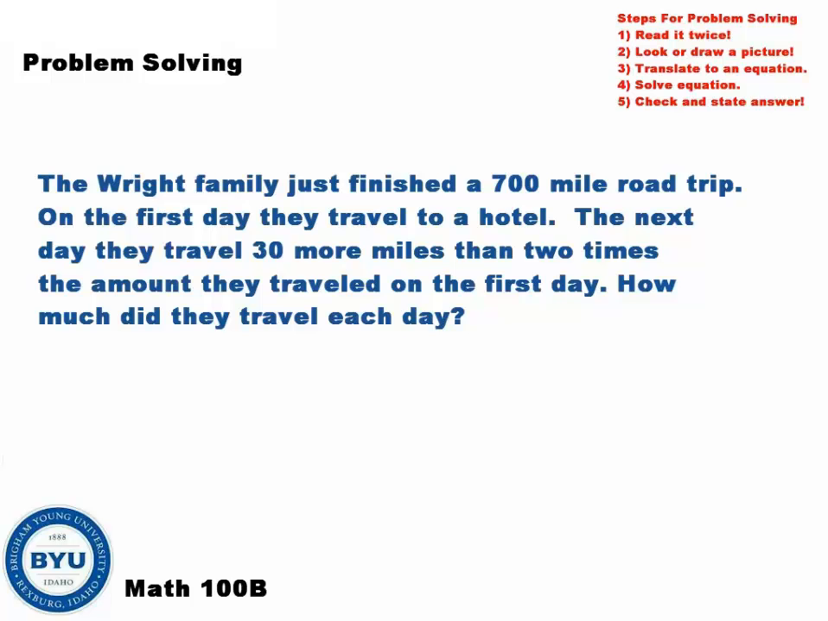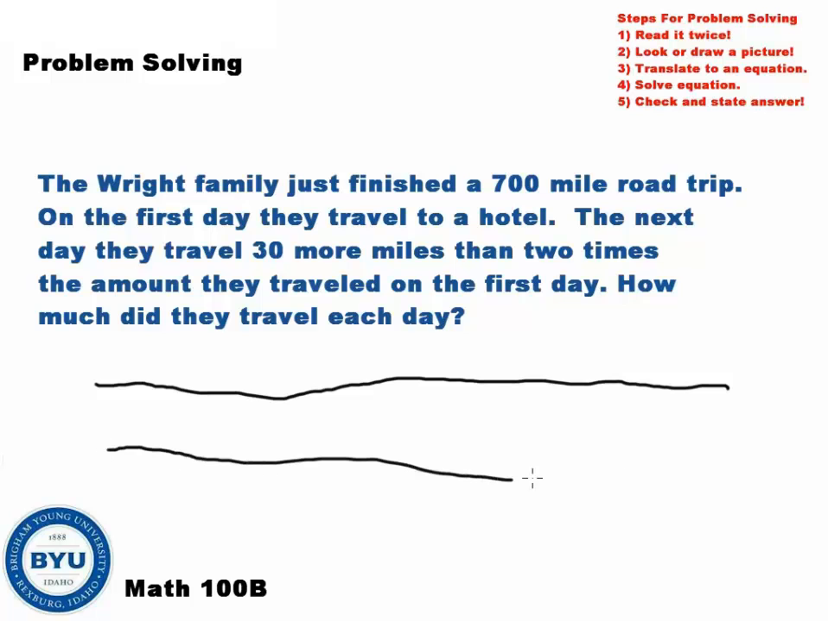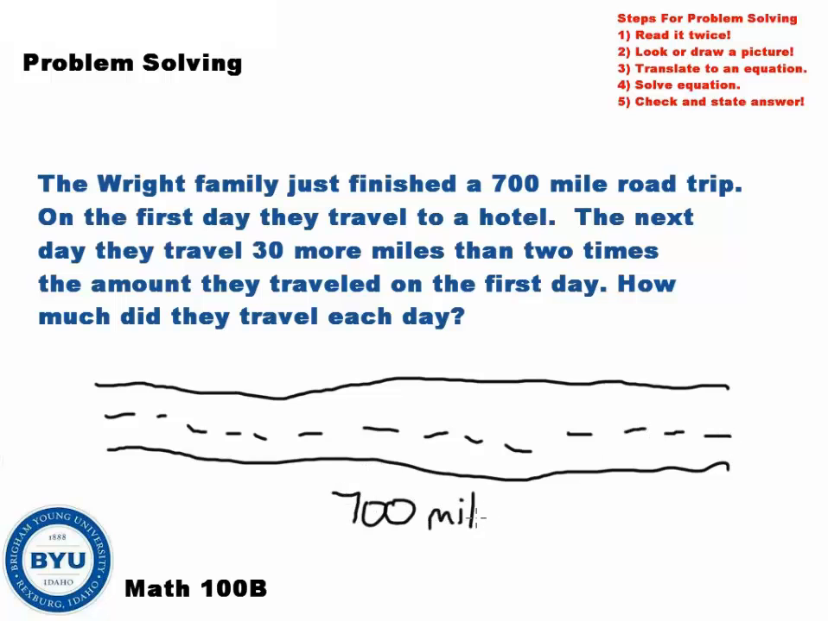Okay, let's check it out here. So we know their total trip was 700 miles. Now, I don't know how you drew a picture here, but I'm just going to draw a really long road. And I'm going to call this 700 miles. That's not a very good road, but pretend it's a really good road. They went 700 miles. Now, somewhere along here, they stopped at a hotel.